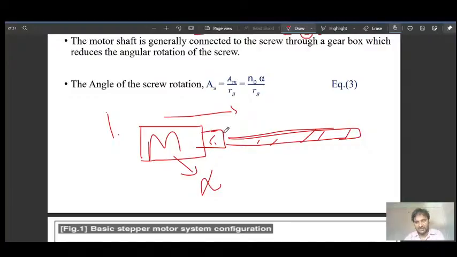But as we have gear reduction Rg, as you can see, Rg is the gear reduction. So here, if higher speed, here we will get lower speed. This side, the screw side, and the motor side is higher speed. So we have to reduce the speed. That's why we have used gear reduction.